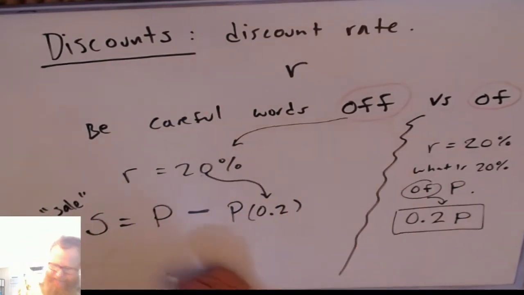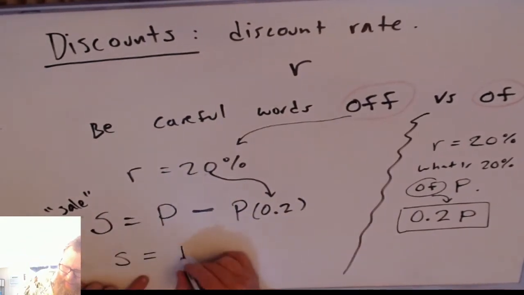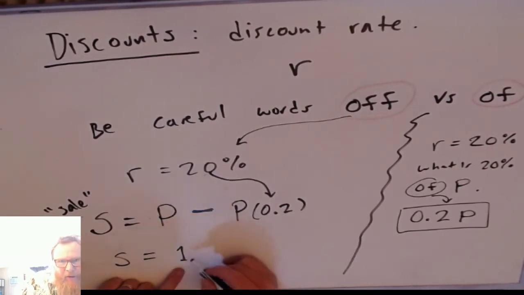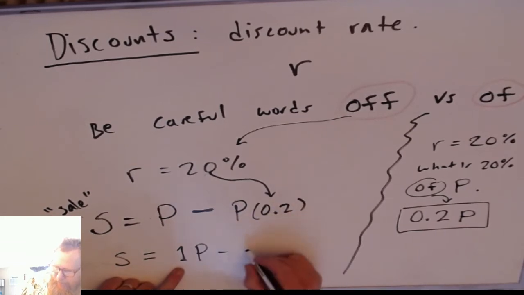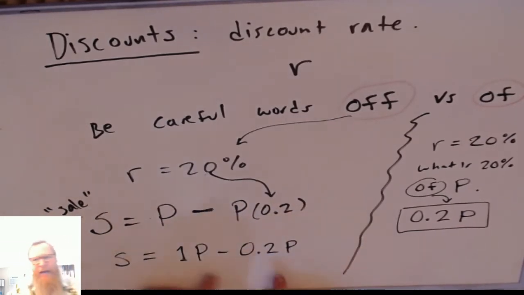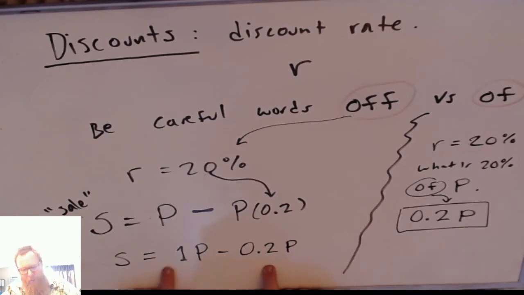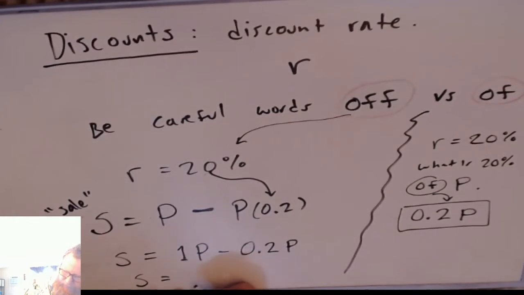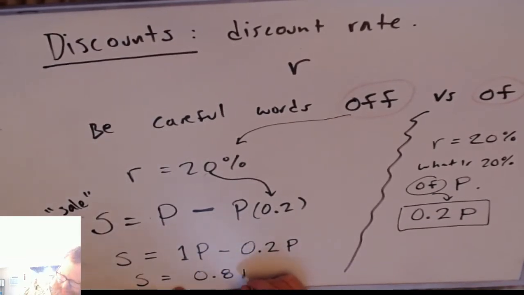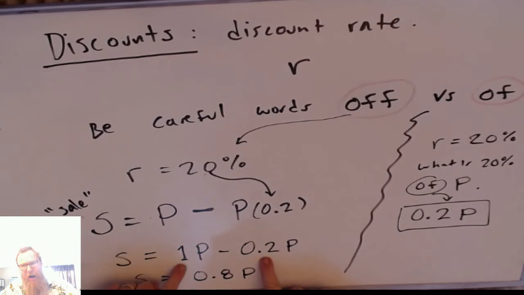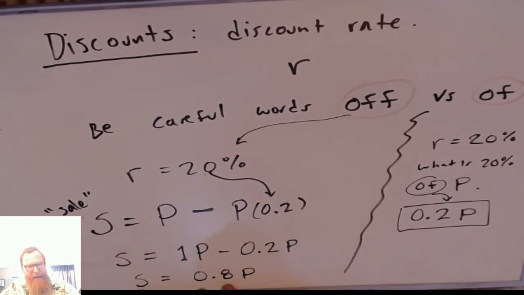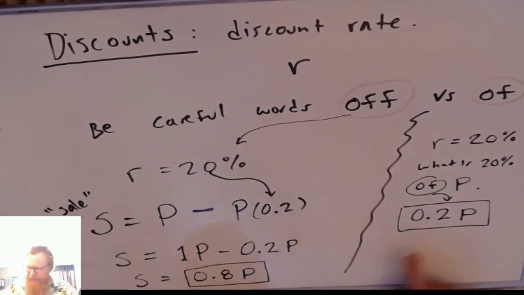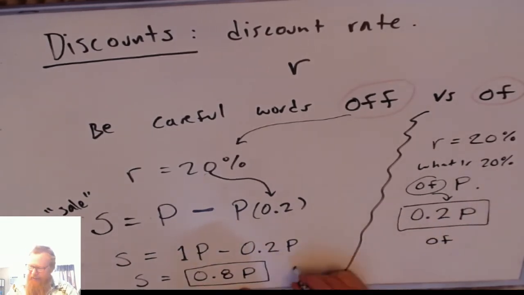So what am I getting at? Well, look. Remember what I did before with that invisible 1? There's an invisible 1 right here in front of the P. And I like to move my coefficient to the front of the P like that. What's 1 minus 0.2? 0.8. Yeah. 1 minus 0.2 is 0.8. So that is the difference between of and off.